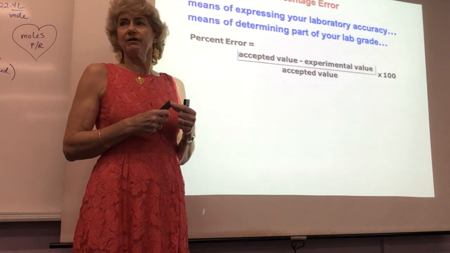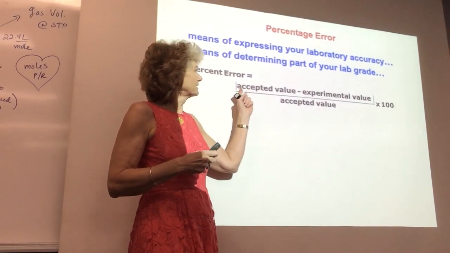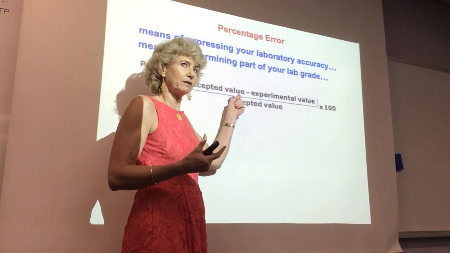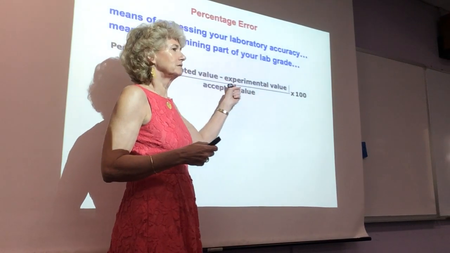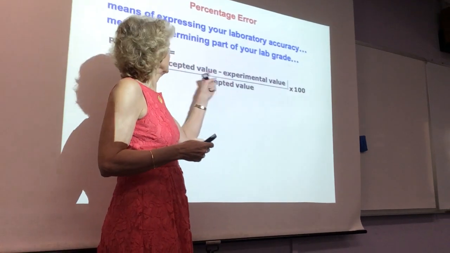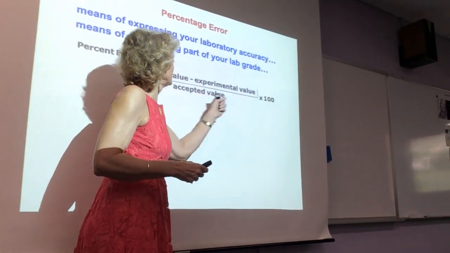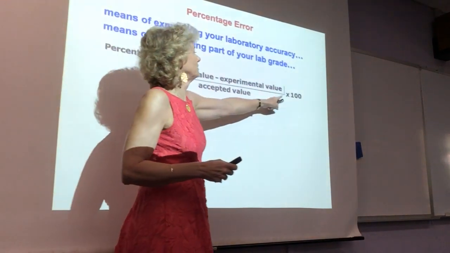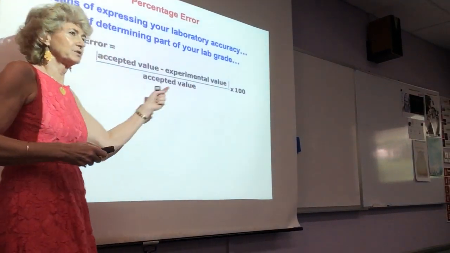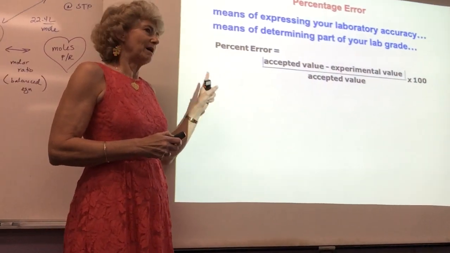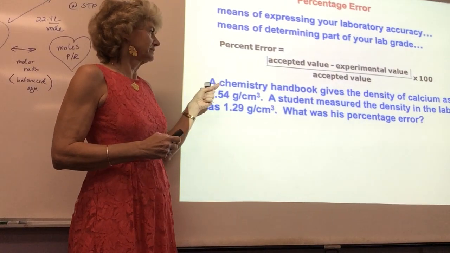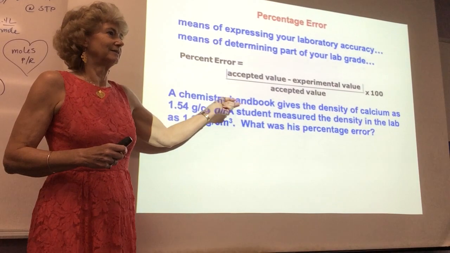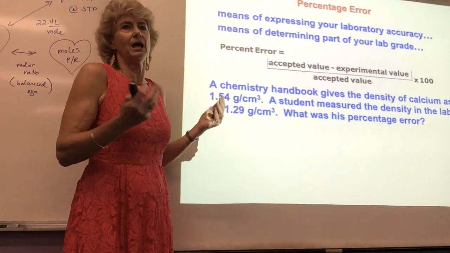Here's the generic definition. It's the absolute value of the difference between the accepted value, which is the theoretical value, and what you actually do in the lab, your experimental value. You take the absolute value and you divide by what you should have gotten, the theoretical, and then multiply by 100 to get the percent. We'll go back to the silver chloride one in a minute, but here's another example. Back in the day, we used to actually look up in a book called a chemistry handbook what these values were. Now we just go online.